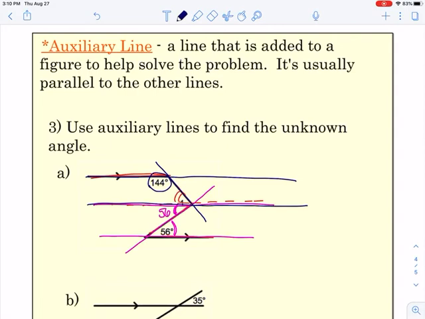So I want to know what plus 144 equals 180. So if you subtract 144 from both sides, that means that this little angle right here is going to be 36. So again, if I want to know the entire measure of angle 1, then all I'm going to do is take that 56 and add the 36 to it to get the total angle, and that will give me an answer of 92. So that whole angle there is 92 degrees.